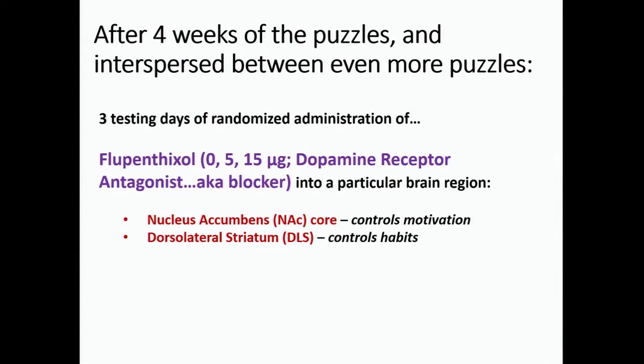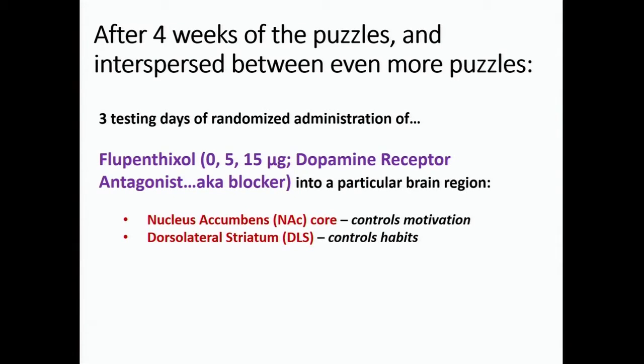And so this is the last bit of the puzzle data that I'll show you before I get into some other ideas. What we're doing here is, after the rats have been responding on the puzzle for weeks and weeks and weeks, we inject a blocker of dopamine into different brain regions, either into the dorsolateral striatum, which I told you before was important for habit formation, or into the nucleus accumbens, the ventral striatum, which is important for motivated behavior.